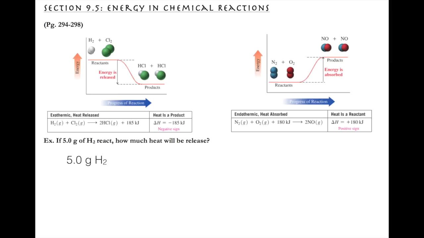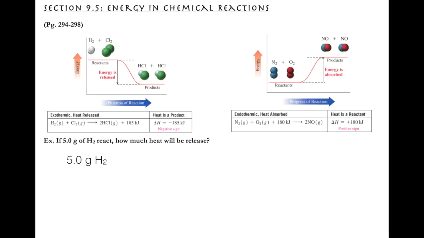Well, this is going to use the first reaction on the left-hand side: H2 plus Cl2 gives you 2HCl plus your heat. Now notice your heat, your delta H, is negative 185 kilojoules, but it's kilojoules per mole. So for every 1 mole of hydrogen gas that is used, you're going to release 185 kilojoules.